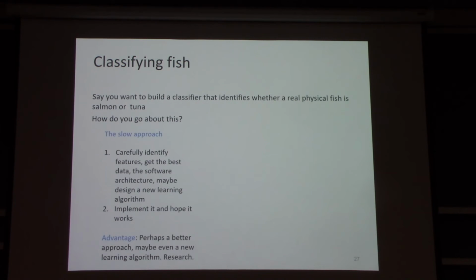One way of doing this is you carefully identify features of the fish. You have a bunch of sensors, you have a tape and you measure the length and the color and everything. You get the best possible data because you hire people who are slow and painstaking with their feature extraction, and you build a perfect software architecture, and maybe you might even have to design a new learning algorithm that does something fancy for this domain. You implement it, you hope it works. And the advantage of this method is that you might end up inventing an entirely new algorithm that works perfectly for this, maybe a new learning algorithm, and this is roughly what we do in research.